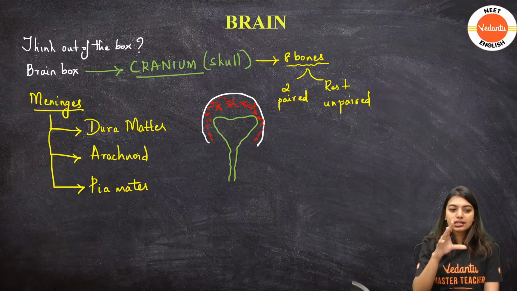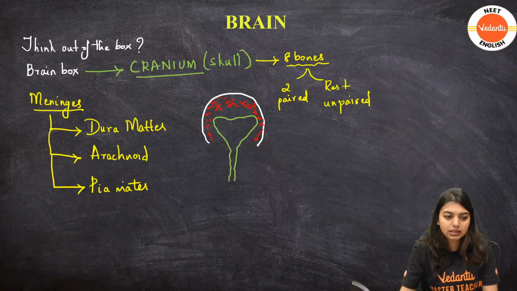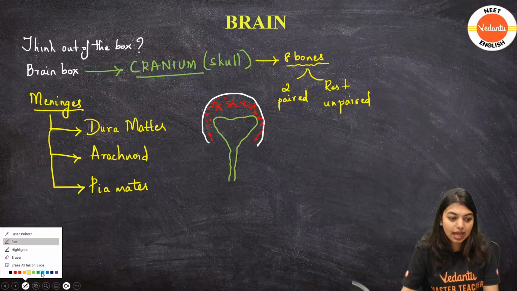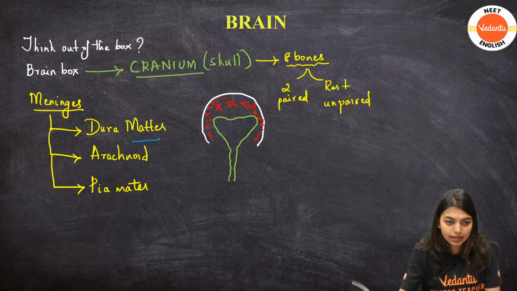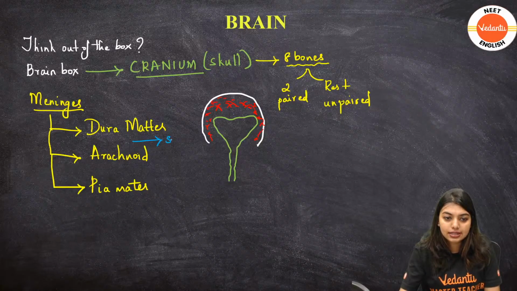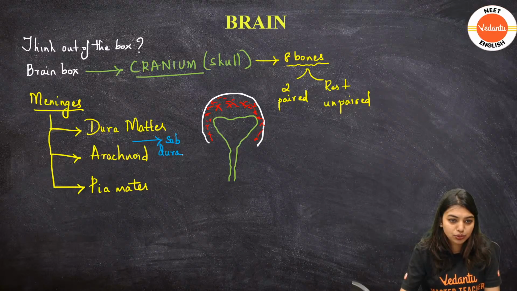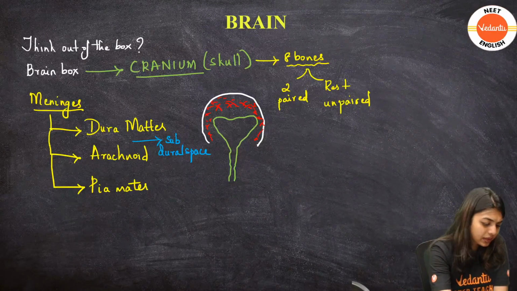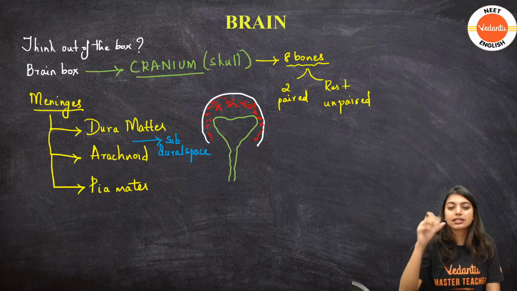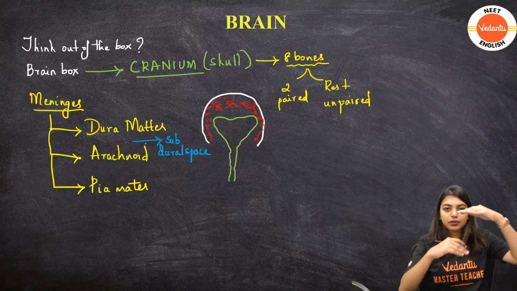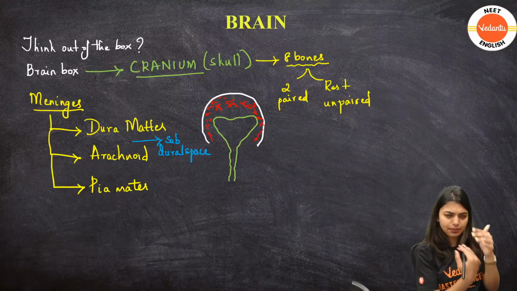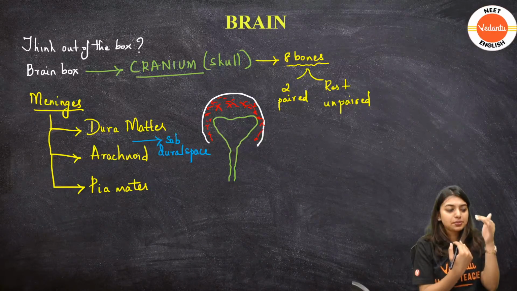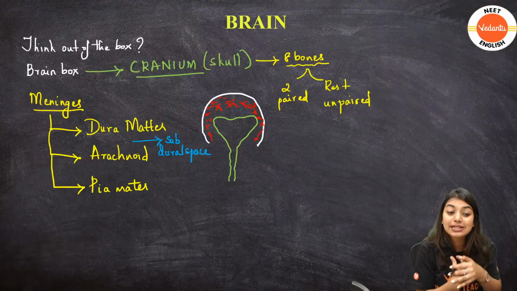Now understand the gap between the dura mater and the arachnoid. What did I say? The gap between the dura mater and arachnoid is called the subdural space. Is blue visible? Yes, blue is visible. So the space between the dura mater and the arachnoid is called the subdural space. That means space will be there between every layer.